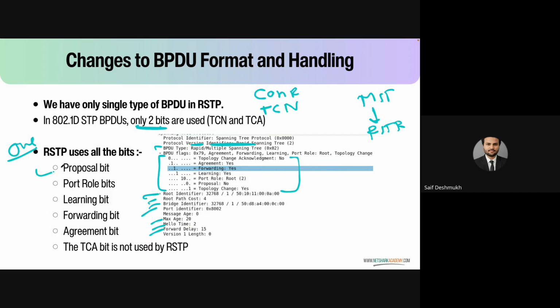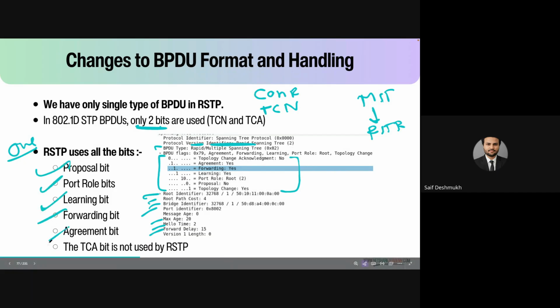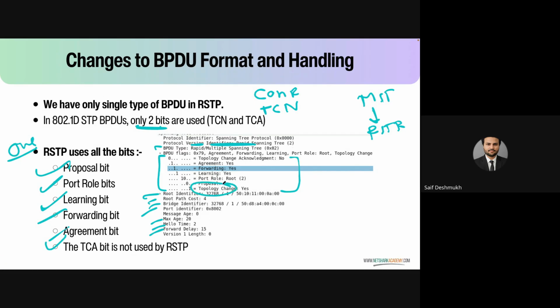We have the proposal bit, port role bits, the learning bit, the forwarding bit, and the agreement bit. The topology change acknowledgement bit is also, excuse me, it's not there. The topology change bit is there. So the second BPDU that we had in the earlier case is acting as a flag in here.